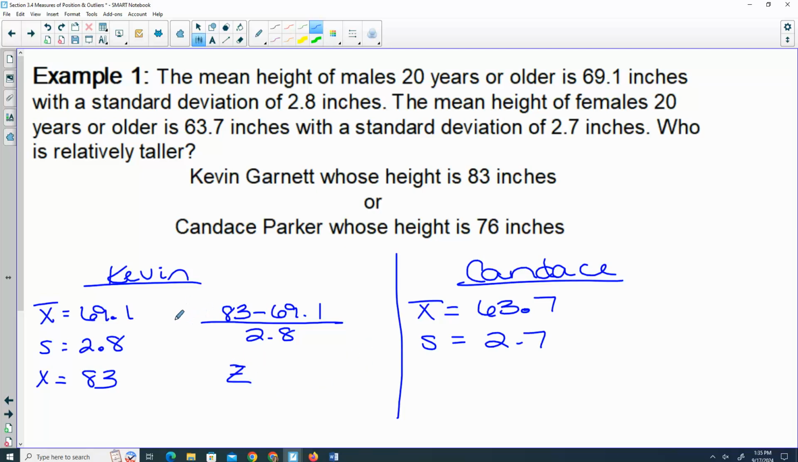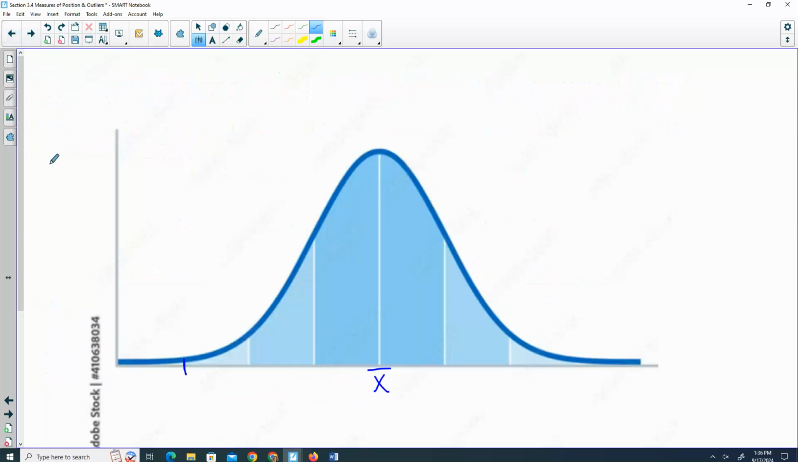This is his z. So we get a z-score of 4.96. What that means is, in terms of his group, he is almost 5 standard deviations above average. So he is way out here. Very unusual to be that high.